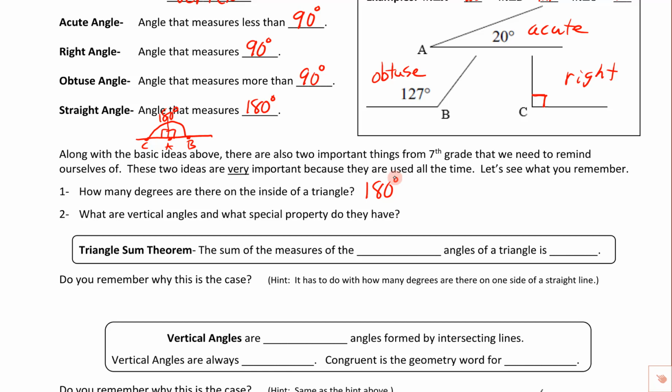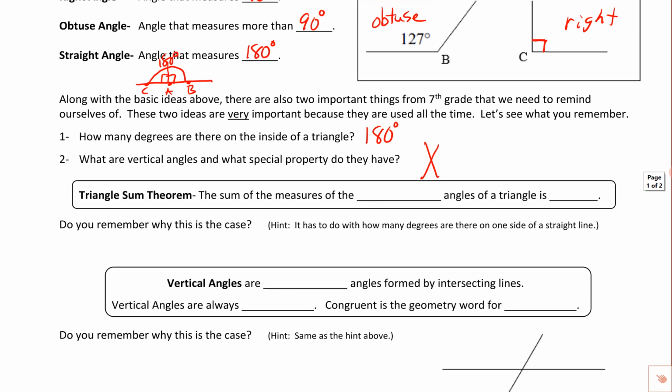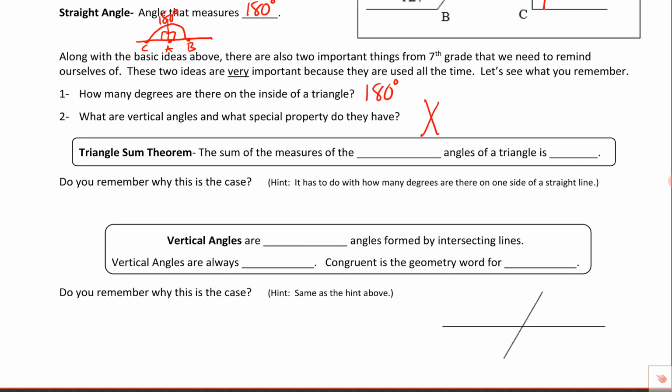And then the other one is, what are vertical angles and what special property do they have? So I'm going to draw a picture of some vertical angles. That might be a reminder. And then I'm going to come down here and fill in two of these boxes right here that talk about the Triangle Sum Theorem and vertical angles. So the sum of the measures of the interior, if we want to be really specific, interior angles of a triangle is 180.